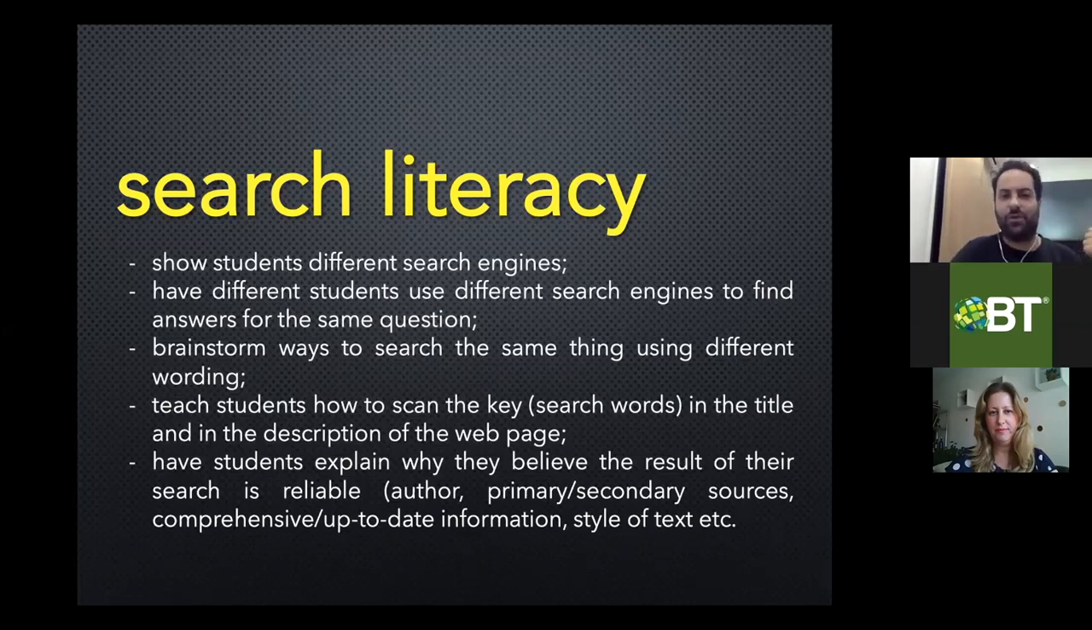So you don't have to show Google only. You can assign them the engines they're going to use. So you're going to use Google, you're going to use Bing, you're going to use DuckDuckGo, you're going to use, I don't know, you name it. And then you have different students use different search engines to compare their answers and see if they have similar results.